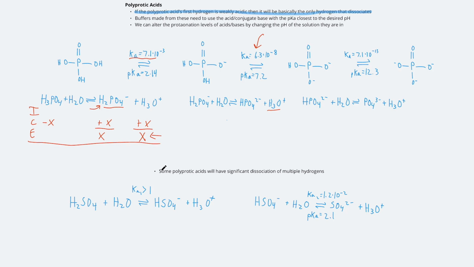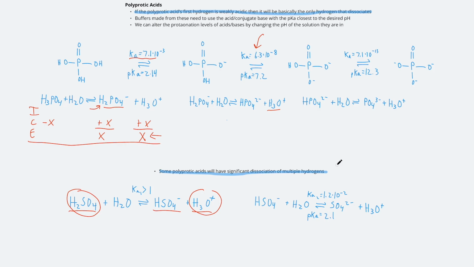Now let's look at our strong acid. In the strong acid, this time we are going to have a significant amount of dissociation of multiple hydrogens. So H2SO4 is a strong acid. So that means that all of H2SO4 is going to dissociate into the conjugate base HSO4- and H3O+. So the amount of H3O+ will be equal to however much H2SO4 that we started with.